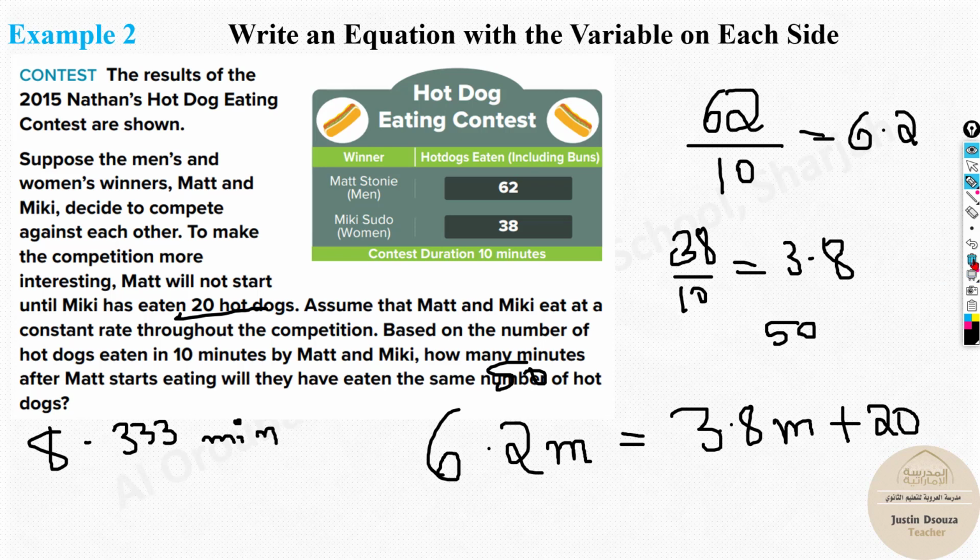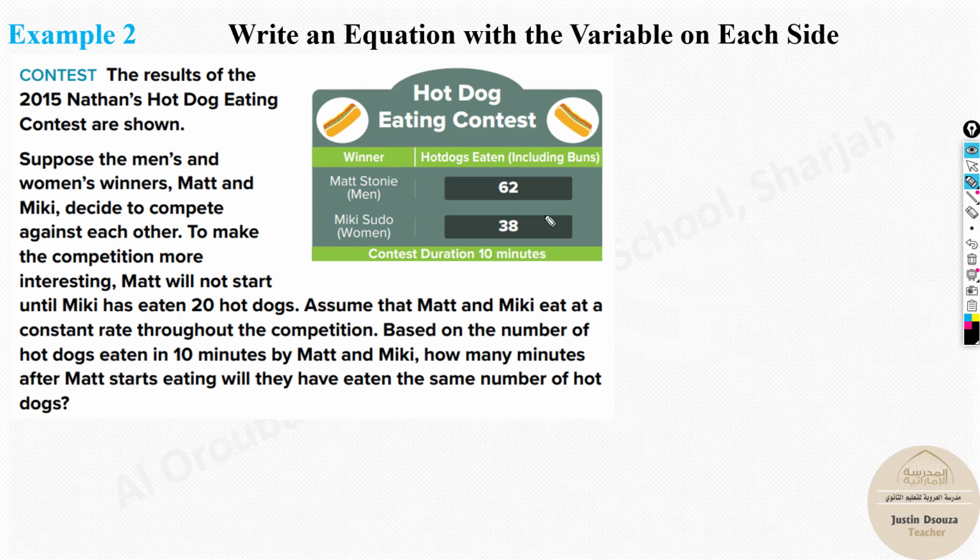This is what's happening. So we know the rate at which Matt is eating. I'll just write it over here lastly: 6.2 per minute. And the rate at which Mickey is eating is 3.8 per minute. But Mickey has been told to eat 20 extra and then Matt will start. So when will they be equal? So this is the unknown, m. That's what we are solving.